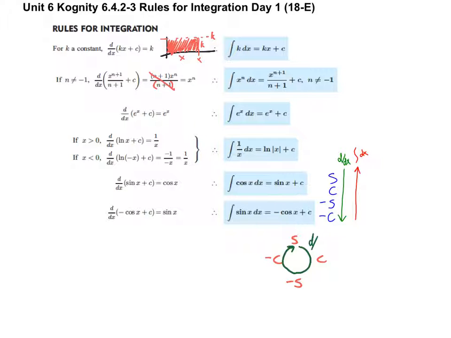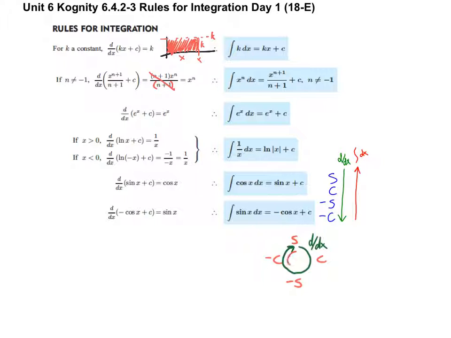That's taking the derivative. The derivative of sine is cosine. The derivative of cosine is negative sine. Derivative of negative sine is negative cosine. Derivative of negative cosine is sine. However, if we go backwards, that's doing the integral.